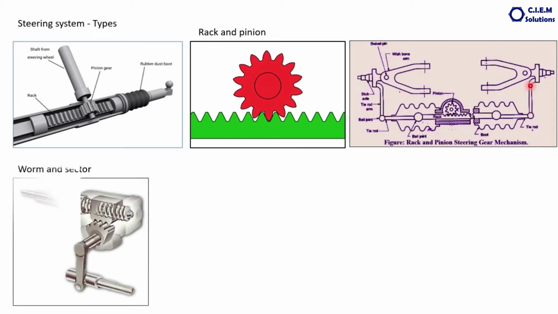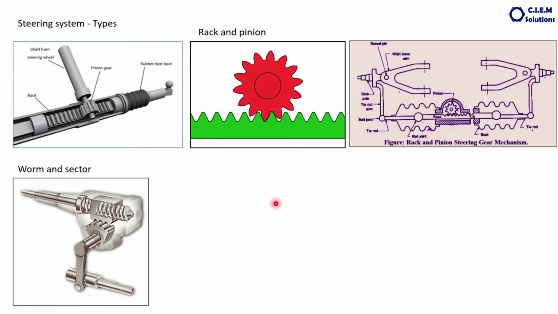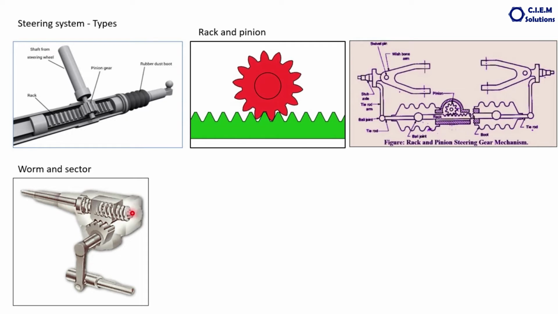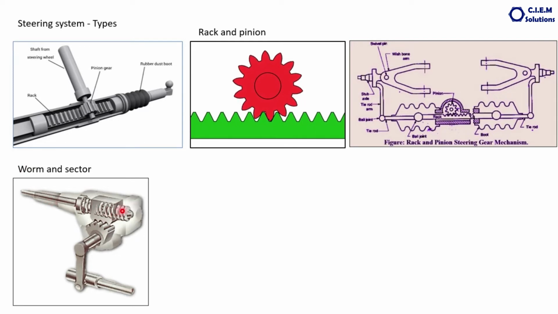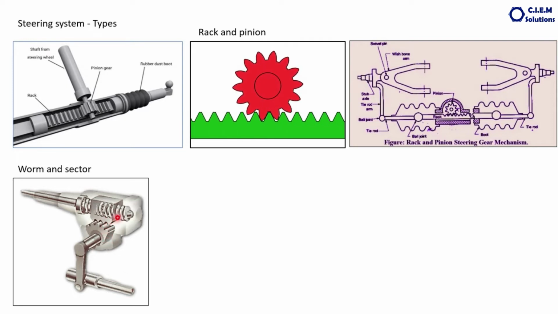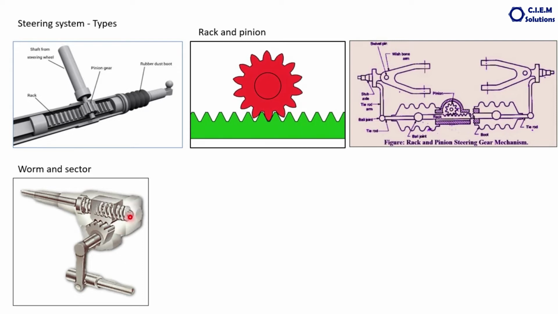The other type of steering system is the worm and sector. This is the worm connected to the steering shaft. As the steering wheel is rotated, the steering shaft rotates, and the worm also rotates, and the worm is meshed with a sector. For every one revolution of the worm, the sector moves about one tooth.